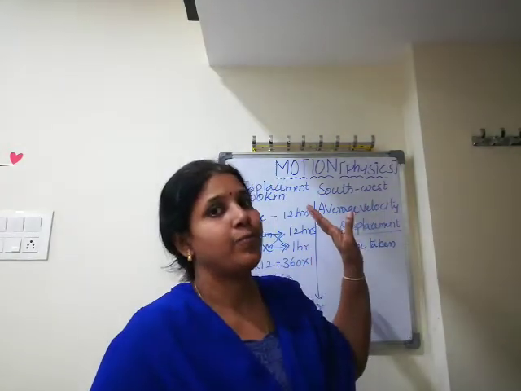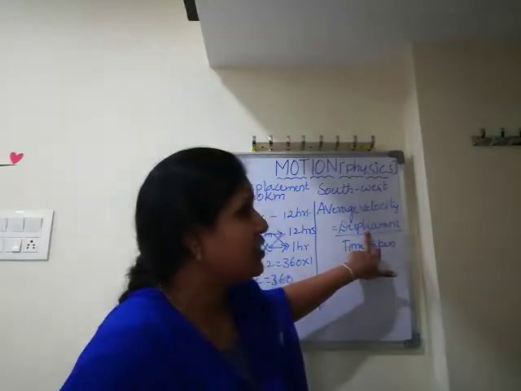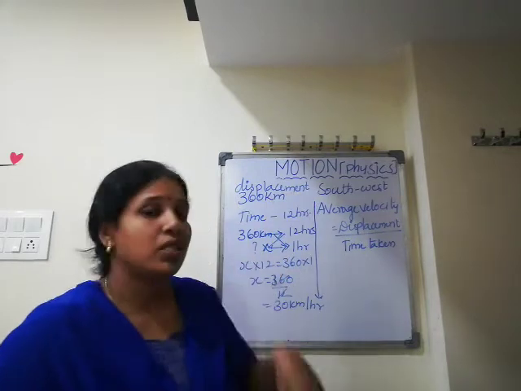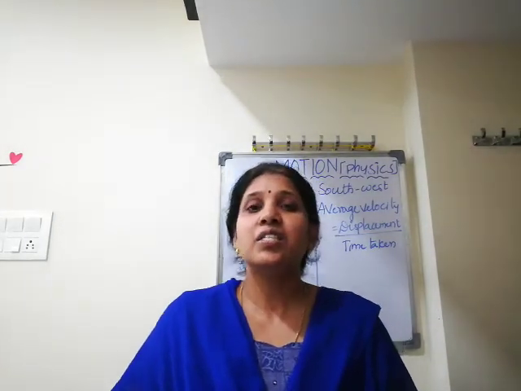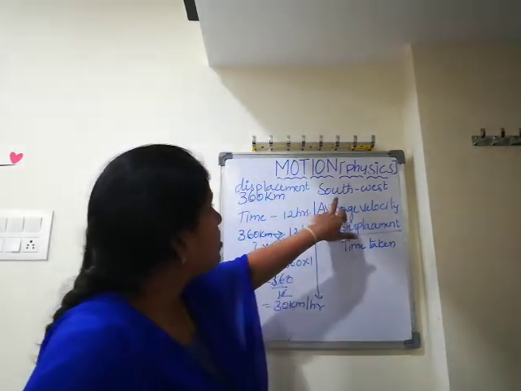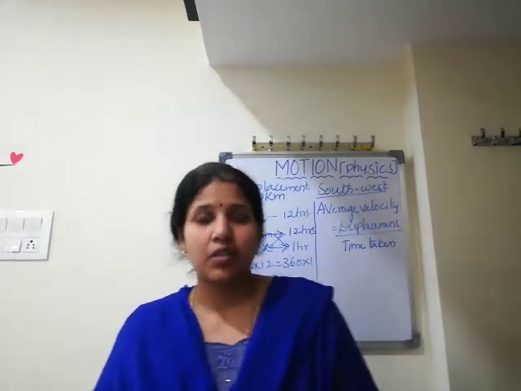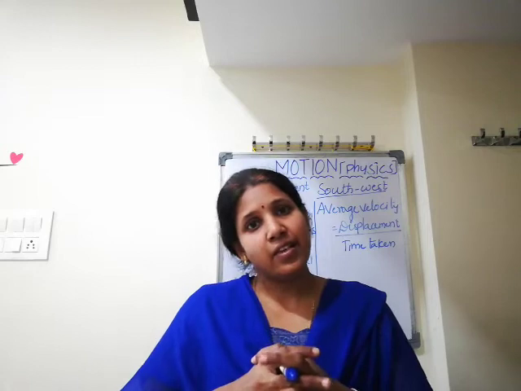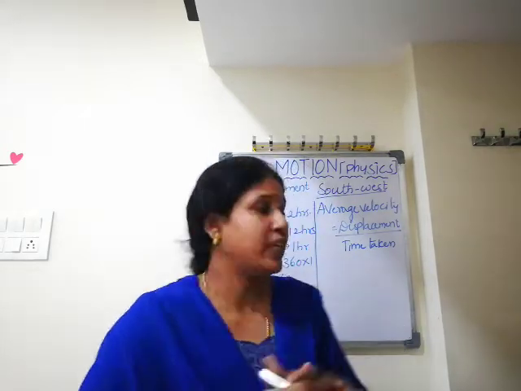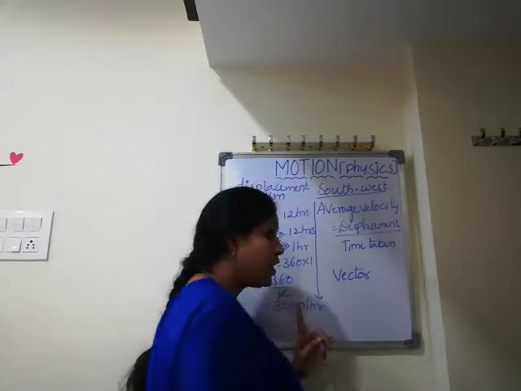Next one, since here displacement is there, is average velocity a scalar quantity or vector quantity? Yes, it is a vector quantity. Why? Because already it is mentioned that the train is moving towards the southwest direction. Since direction is there, we can call that a vector quantity. Here average velocity is a vector quantity and average speed is a scalar quantity.